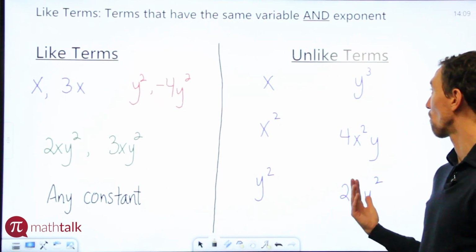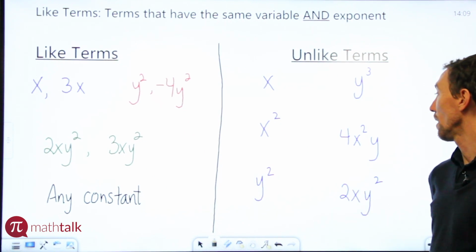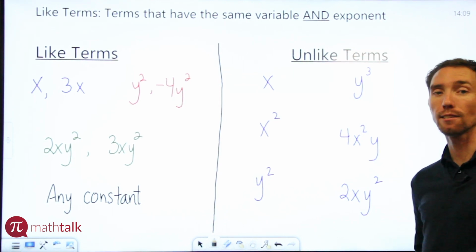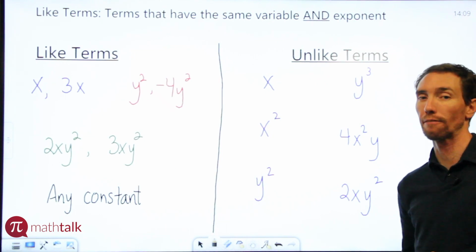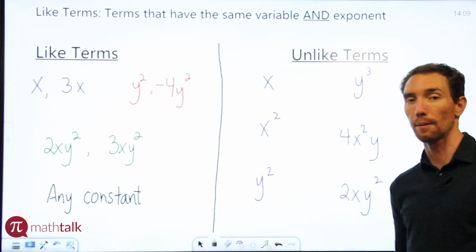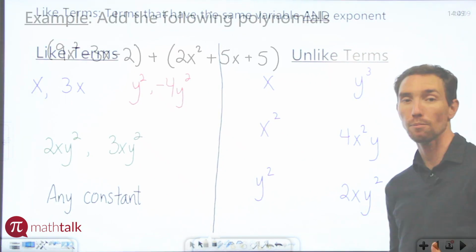You have y squared and y to the third, or y cubed. And then you have something like 4x squared y and 2xy squared. They both have x and y in them, but the exponents are different, so they're unlike terms. So keeping that in mind, let's look at a couple examples on how to add and subtract expressions.